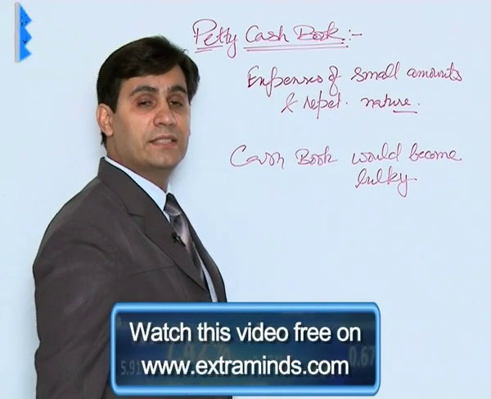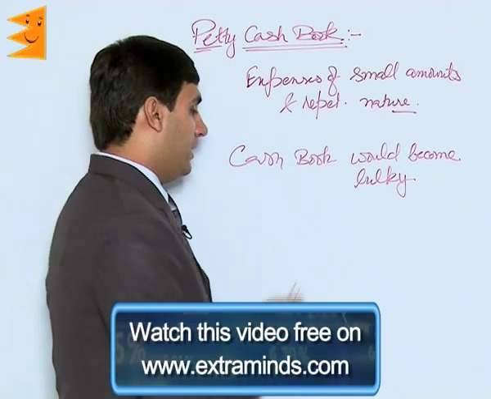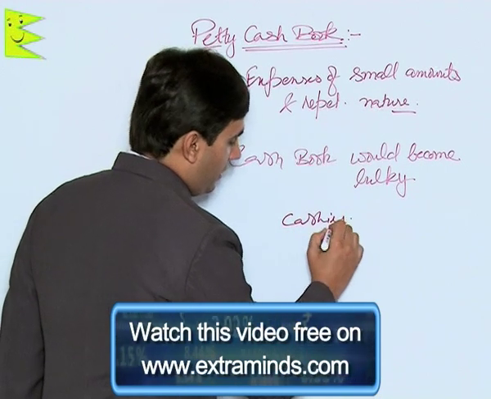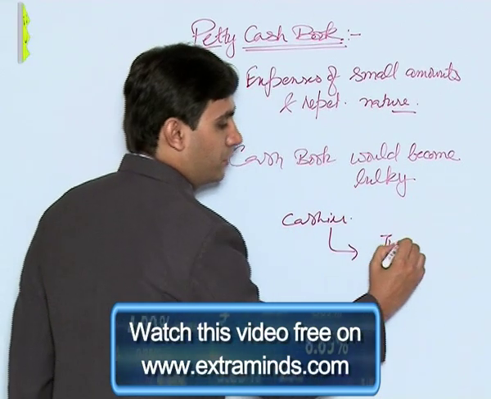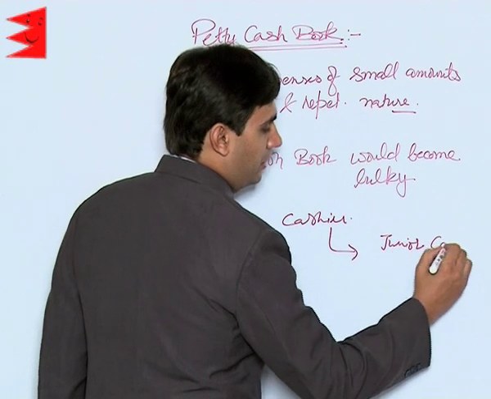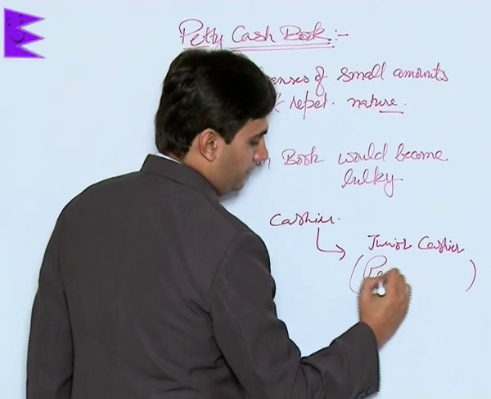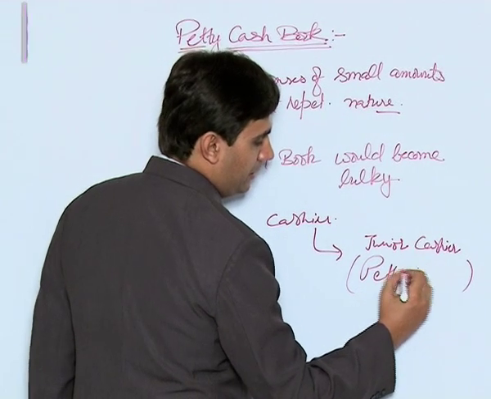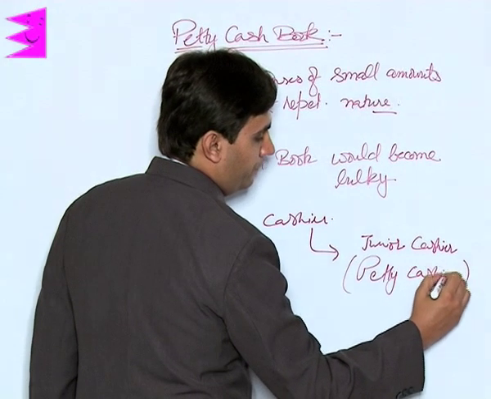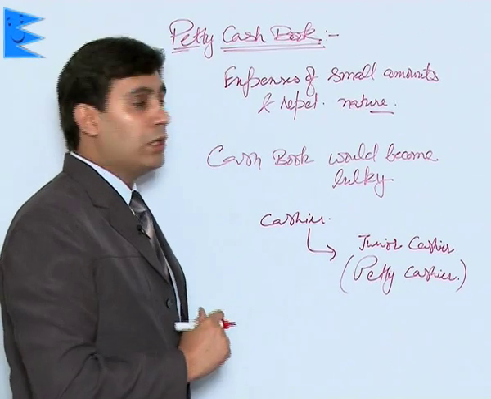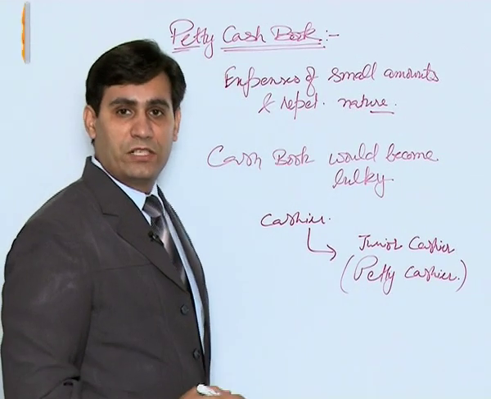So to avoid this, usually a cashier appoints a junior cashier, which is normally called a petty cashier, for meeting the expenses of small amounts which are of repetitive nature.